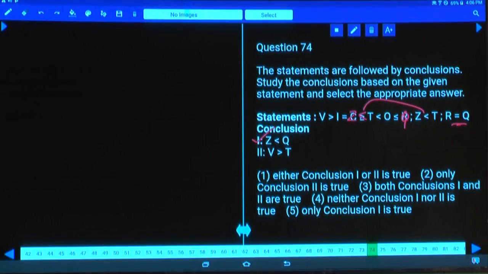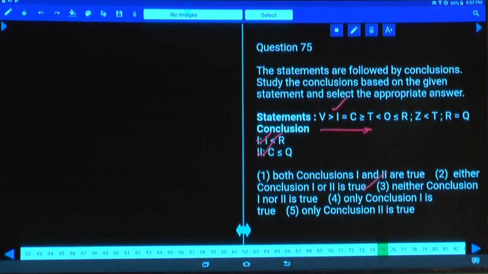Then coming to the next one, between V and T. Now between V and T, which symbol is common here? Greater is common. Hence both 1 and 2 choice. Both the conclusions true, that is choice 3. Question number 74, it is choice 3.